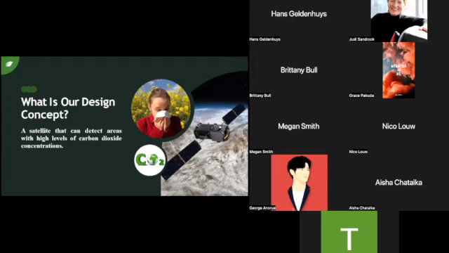What is our design concept? We pondered a satellite that would be able to pick up on or detect areas with higher than usual carbon dioxide levels in Earth's atmosphere.